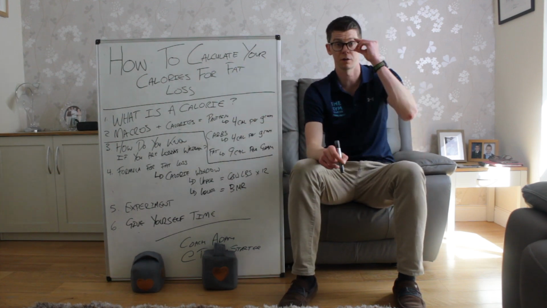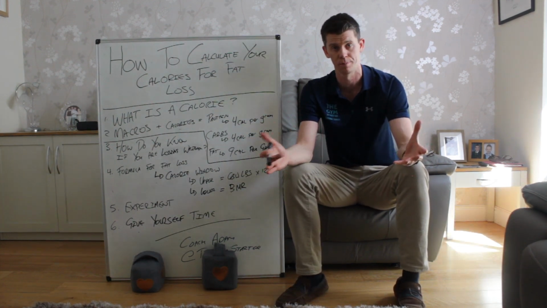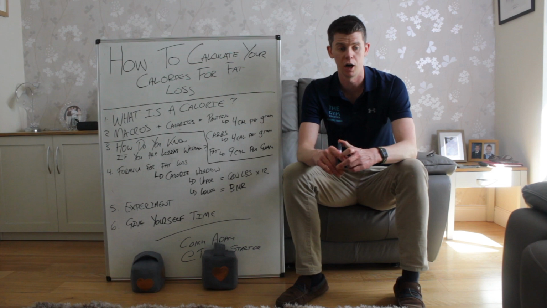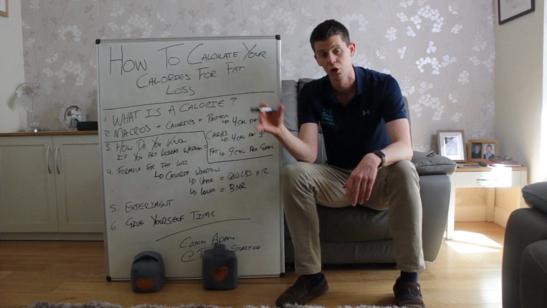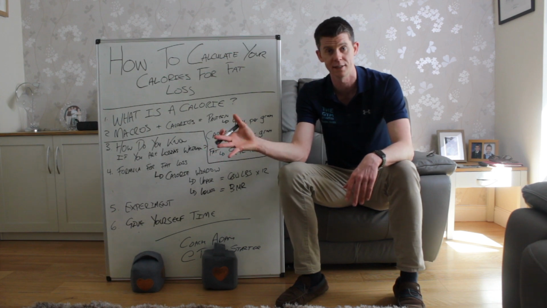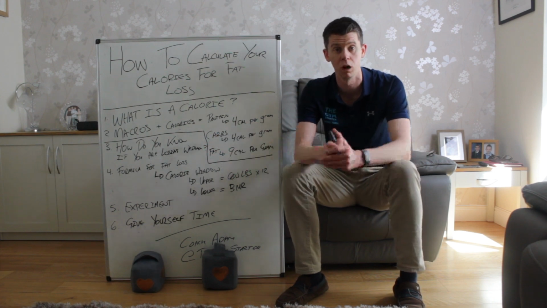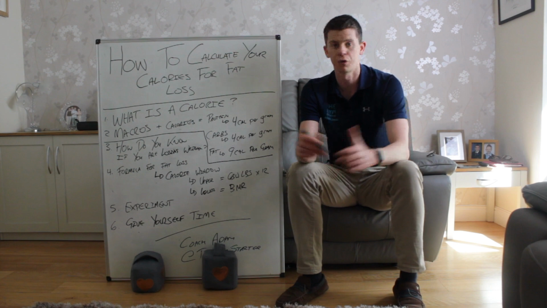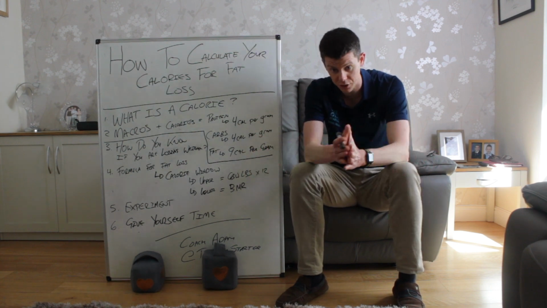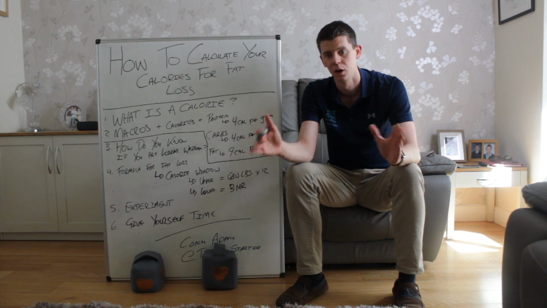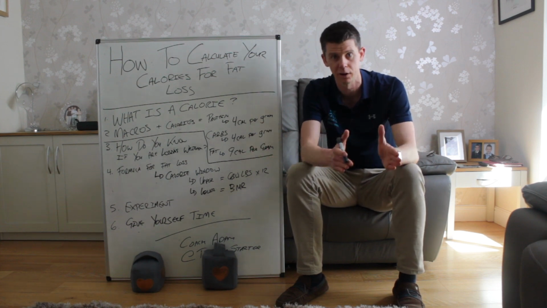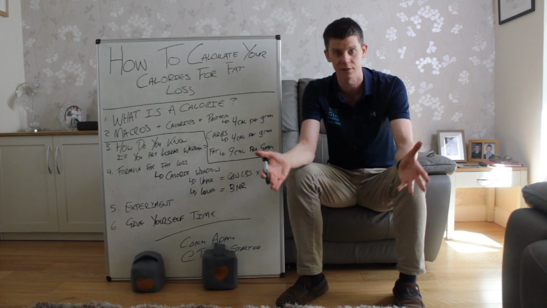What is a calorie? A calorie is a unit of measure. It's a term we give to the measurement of the energy your food has in it. That's it. It's that simple, okay? In the same way 5k is 5k, like that's 5 kilometers, we can't change that distance. 1 calorie is 1 calorie. That's it.